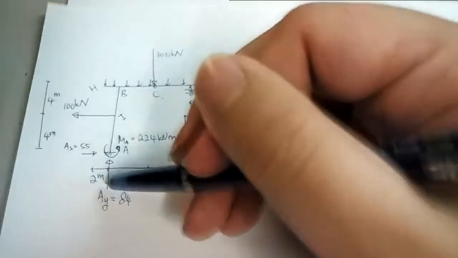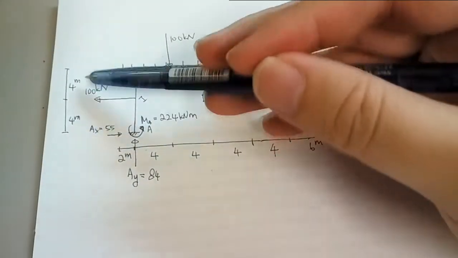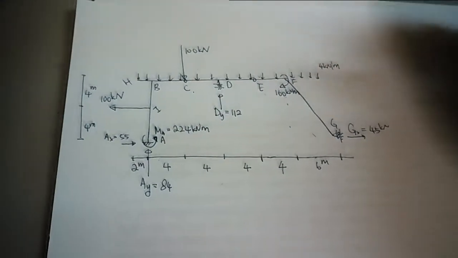So these are the dimensions: 2 meters, 4, 4, 4, 4, 6. Then this is 4 and 4. The first thing you need to do, of course, is to find out the reaction forces.